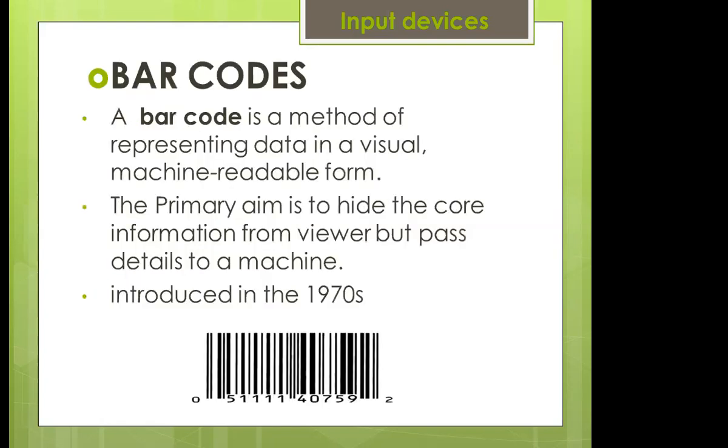So, moving to the next slide, a barcode is a method of representing data in a visual format that is only readable by a machine. And why in this way? The primary aim is to hide the core information from common viewers but pass that information to a particular machine. And the most interesting thing is it is a 50 years old technique and has continued for so many years in different fields, and still it has its importance.